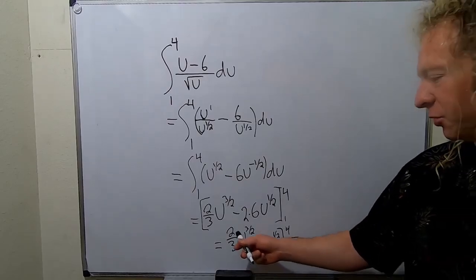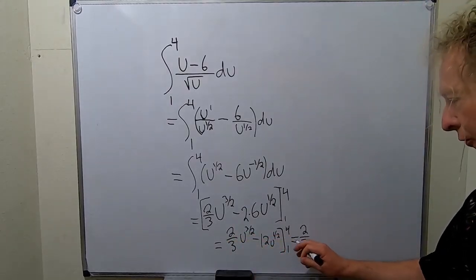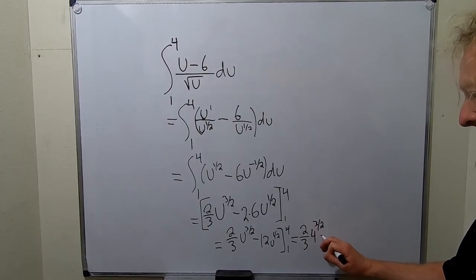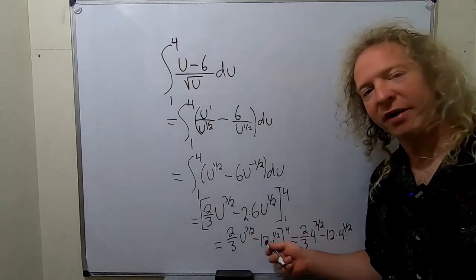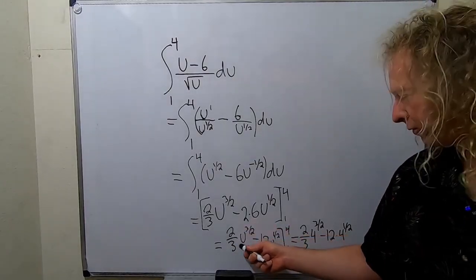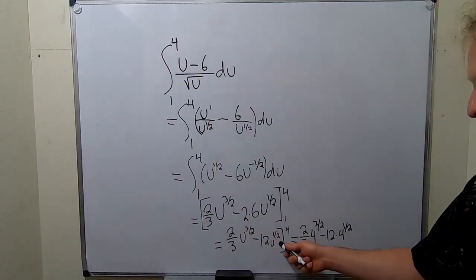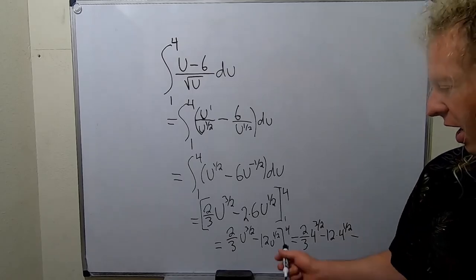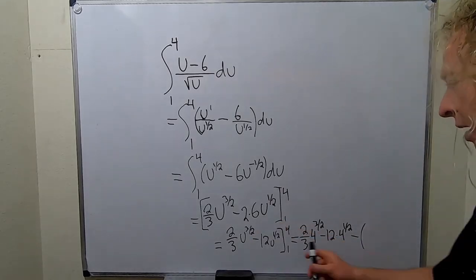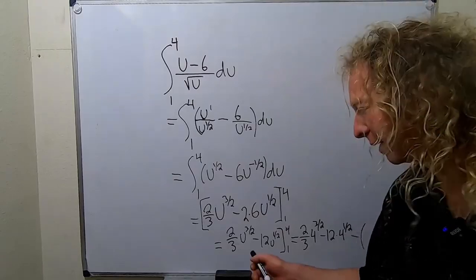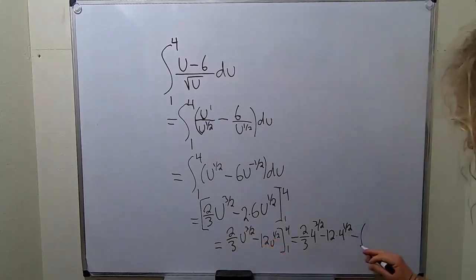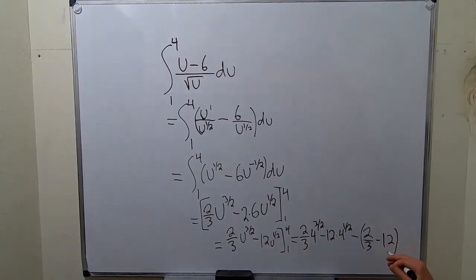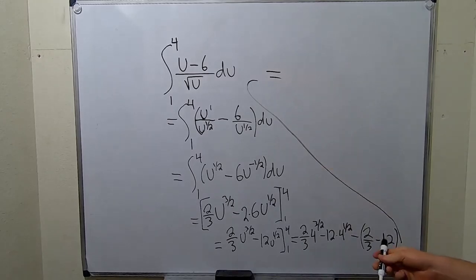So plugging in the top number first, we get 2 thirds, 4 to the 3 halves, minus 12, 4 to the 1 half. All I've done so far is simply put a 4 wherever there is a u. Let's check that. Minus, and now we have to plug in the 1s. That's going to be a little bit easier because whenever you put a 1 where the u is, it's just going to become 1, because 1 to the 3 halves is 1, and 1 to the 1 half is 1. So I'm just going to get 2 thirds minus 12. Yuck. Typically you get fractions in these problems, so that's probably the most annoying part about them.